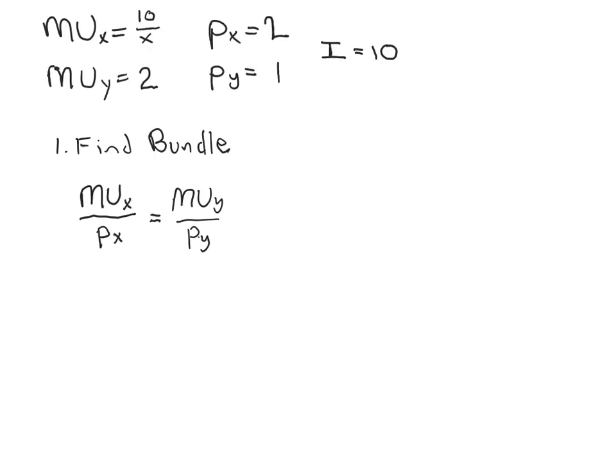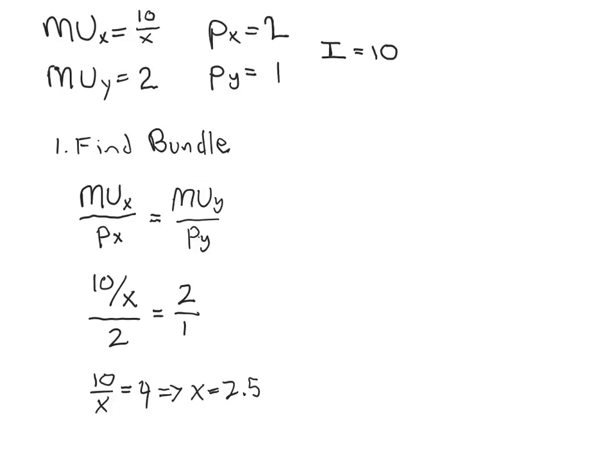So now that we have this key equation, we can plug in. We get 10 divided by X divided by the price of X, so that's 2, should equal the marginal utility from Y, that's 2 divided by 1. When we rearrange this, we get 10 over X equals 4. And rearranging that, we get X is 2.5.